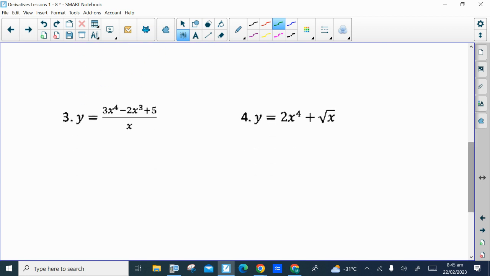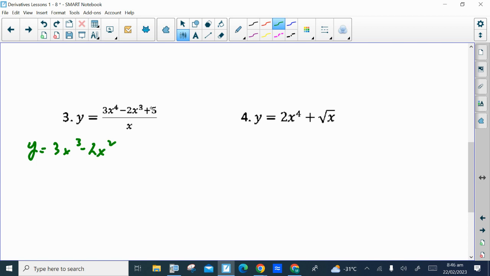Now, question 3 right now is expressed as a quotient. We haven't learned how to take the derivatives of a quotient. So in most cases, we look at it and see, can we simplify it first? Can we divide each term on top by the one on the bottom? And we absolutely can. If you divide the 3x to the 4th by x, it'll become 3x cubed. If you divide minus 2x cubed by x, it'll become minus 2x squared.